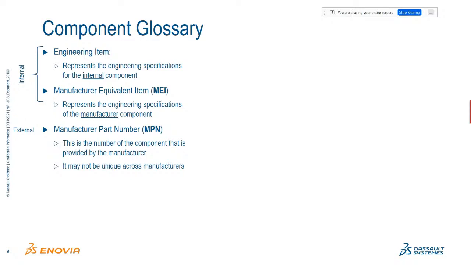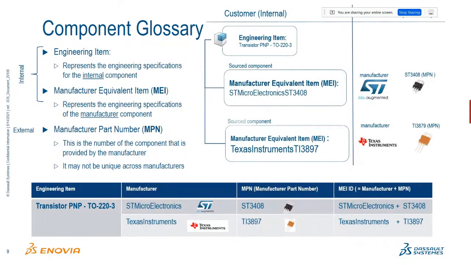Externally, we have what we call the part number of the manufacturer, that is the MPN. And this is the number as we get it directly from the manufacturer. It may not be unique. The same number might exist across different manufacturers. And here we put an example of how these numbers would look internally and externally.